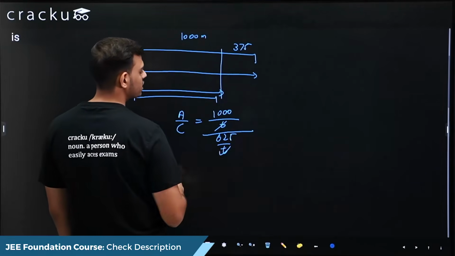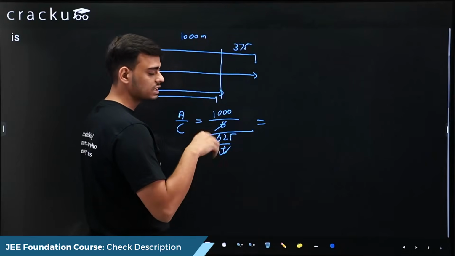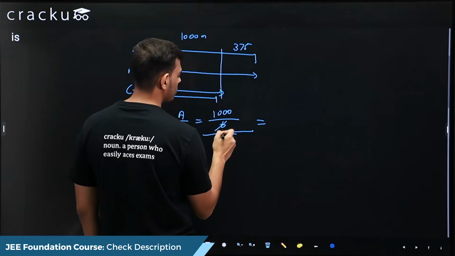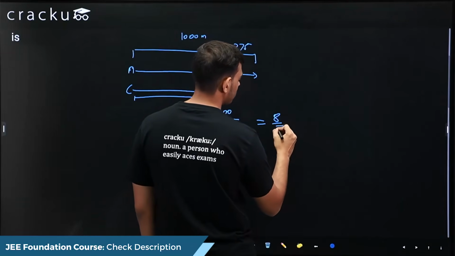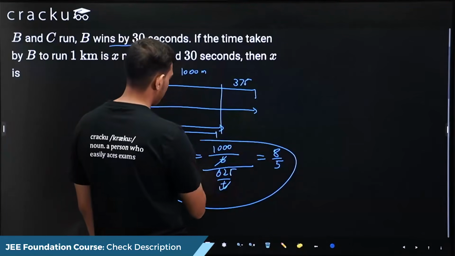So the ratio of speeds will be the ratio of distances only if they have covered the distance in equal time. 1000 by 625 is nothing but 8 by 5. Okay, so the ratio of speeds of A and C is 8 by 5.